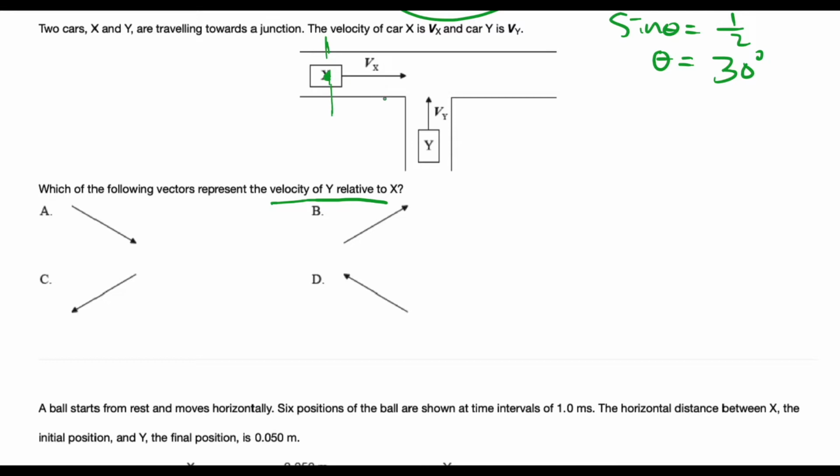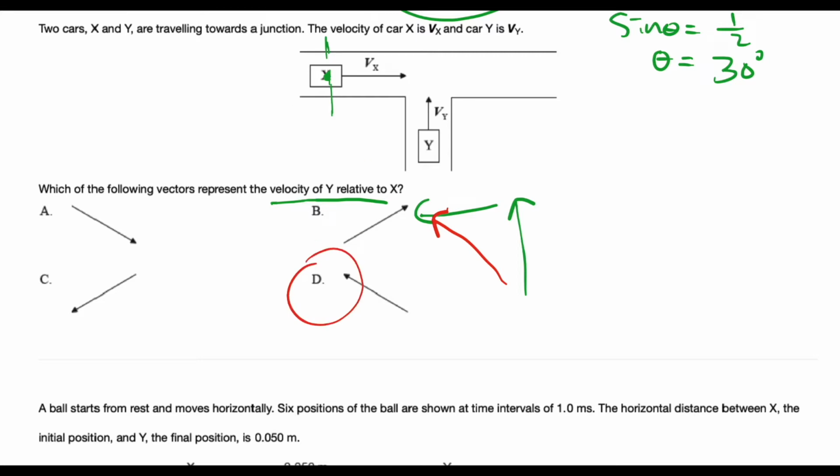So when they say relative to X, here X is gonna be the system. And from X's perspective, because Y is approaching X, there's gonna be a velocity vector that points upward. And because X is also approaching Y, it's gonna feel that Y is getting closer and closer to X, right? So it's also gonna have a vector that points in the left direction. So the net vector here is gonna be this one. So D is the correct option.